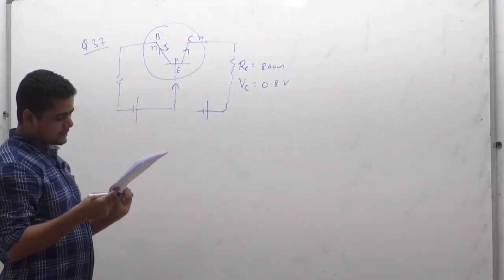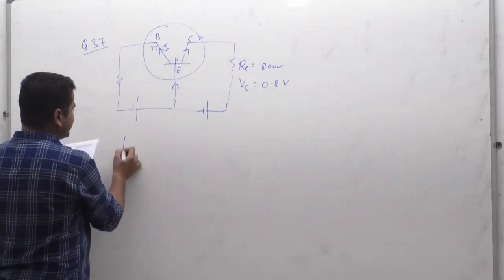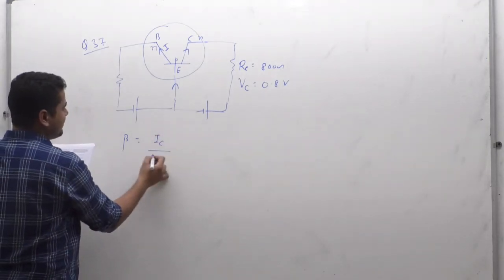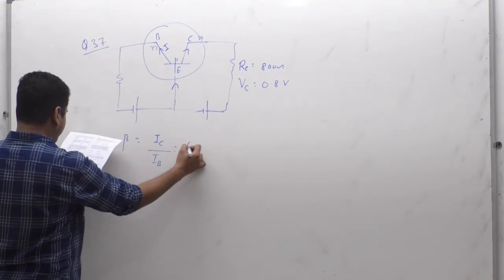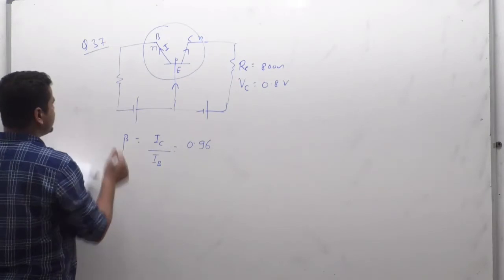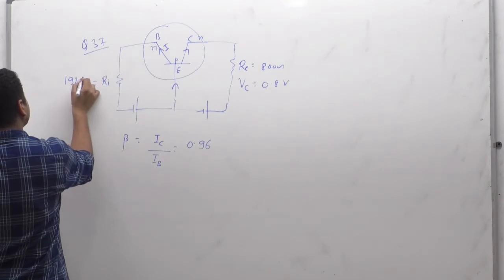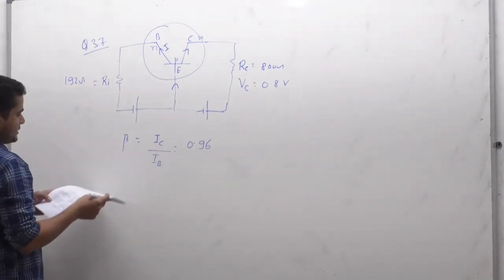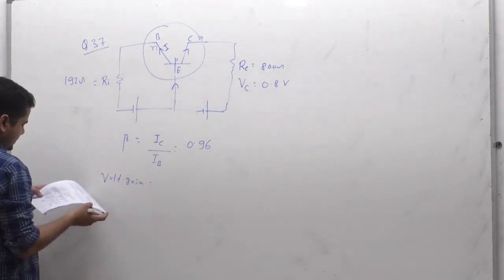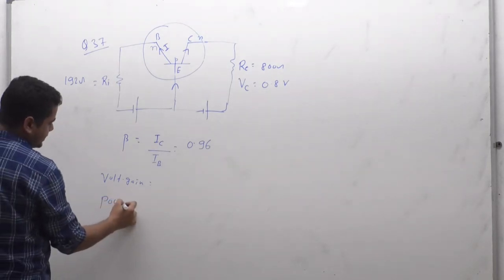If the current amplification factor is 0.96, current amplification means beta, which is equal to output, which is IC, upon input, which is base, and this is given as 0.96. The input resistance of the circuit is 192 ohm. Suppose this is your R input. They have asked us to find the voltage gain and the power gain of the amplifier.